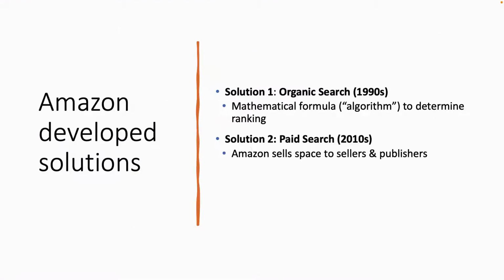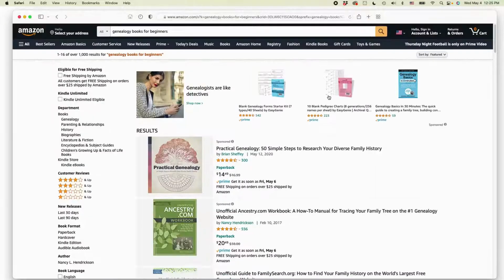And then the other solution that Amazon developed is paid search. And I was one of the first publishers, the first indie publishers, to actually use paid search back in 2016. And it was a really effective way to get noticed on Amazon. And going back to this search results page, this is a sponsored advertisement, this is a sponsored advertisement, and this is a sponsored advertisement. So you have 3 different publishers who are using sponsored advertisements to make sure that their books show up at the top of search results for this particular keyword.